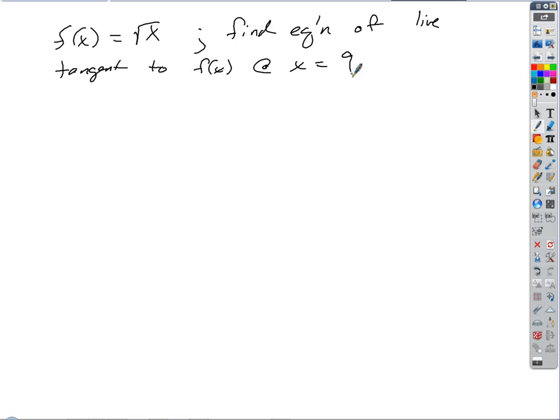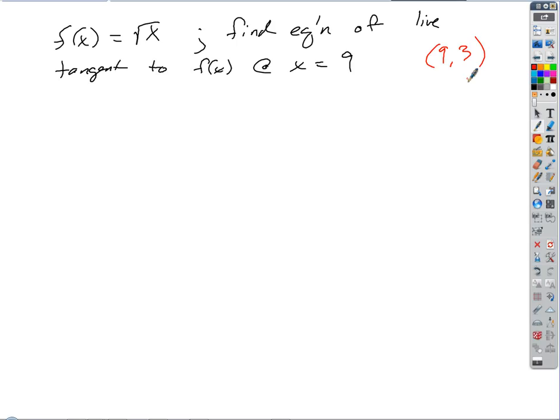Let's do it analytically. What are the ingredients to find the equation of a line? Slope and, well, y-intercept, or slope and a point, right? If we had a slope and a point, we could come up with the equation of the line pretty easily, right? The point's easy. The point's a gimme. When x equals 9, we've got the point, what? 9, 3. So that part's done.